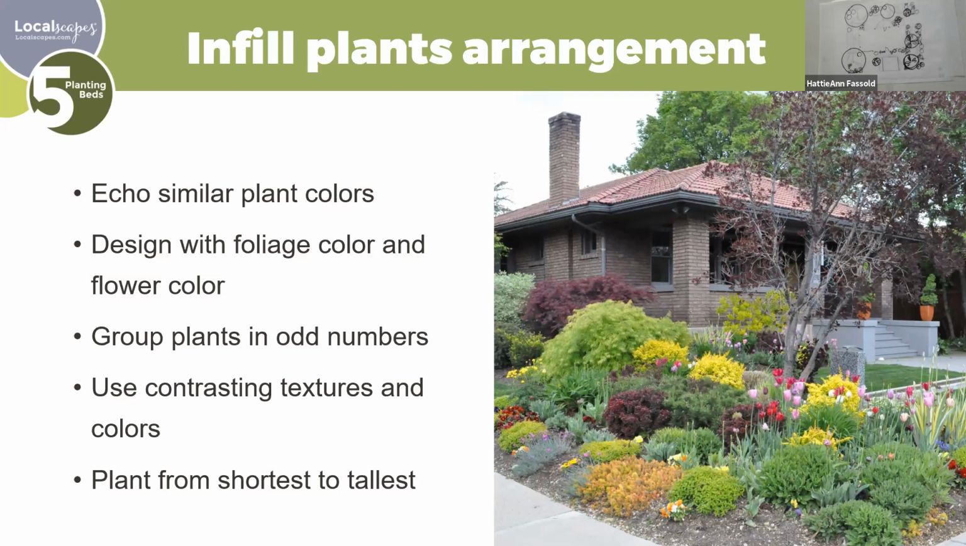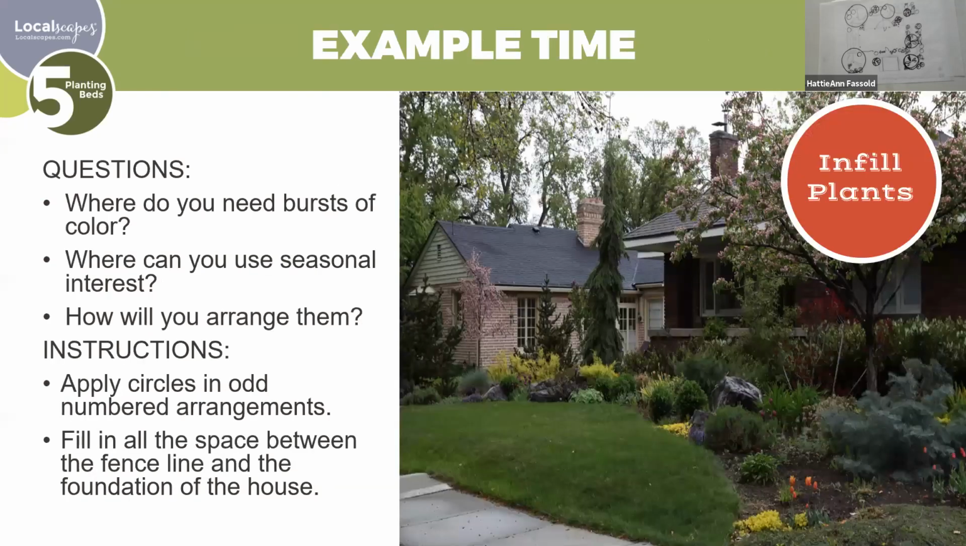Using contrasting textures and colors is something that's really important. Questions to ask yourself: where do you need some bursts of color? So if you have a lot of evergreens in a spot, you're like, man, this just needs a burst of color. You can do some really bright perennials there, or you can do a shorter shrub that has a really bright foliage color. Where can you use some seasonal interest? So where are some spots where you're okay if it gets covered in snow, but during the spring and summer you want some colors, and then how will you arrange them?